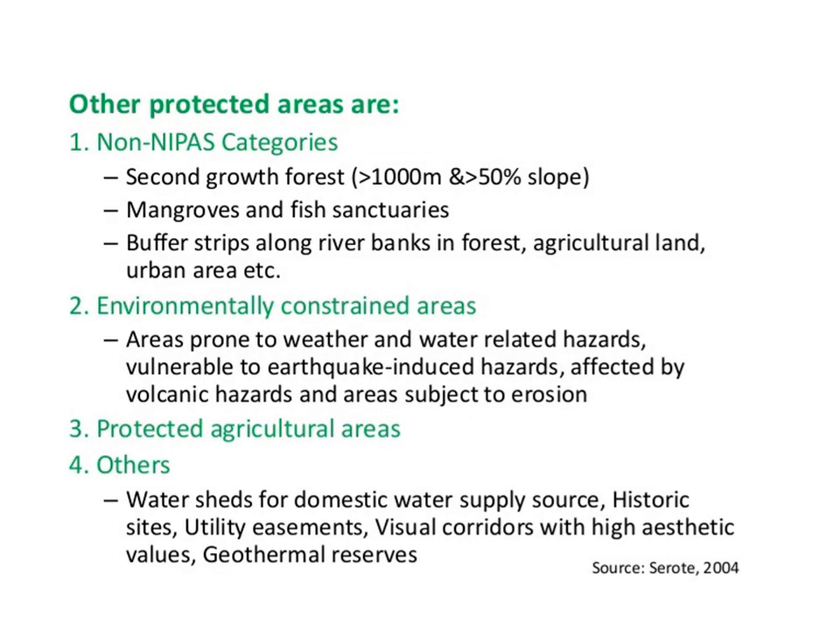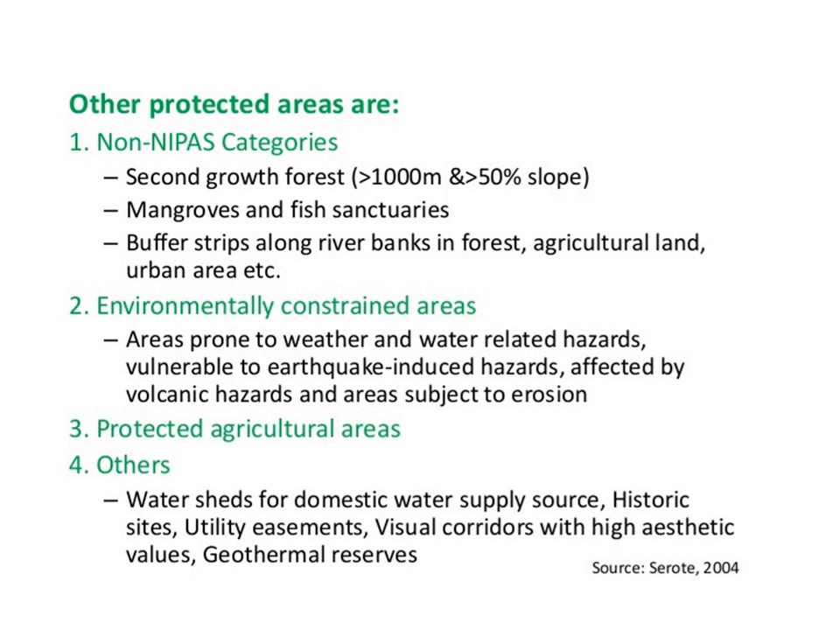Then the other protected areas, they are non-NIPAS category, that is second growth forest greater than 1000 meters and having slope more than 50%, then mangroves and fish sanctuaries, then buffer strips along the river banks in forest, agricultural land, urban area, etc. Similarly, environmentally constrained areas cover areas prone to weather and water related hazards, vulnerable to earthquake induced hazards, affected by volcanic hazards and areas subject to erosion.